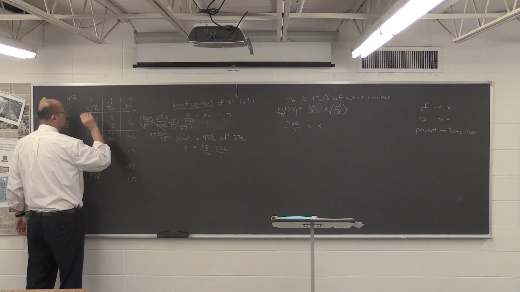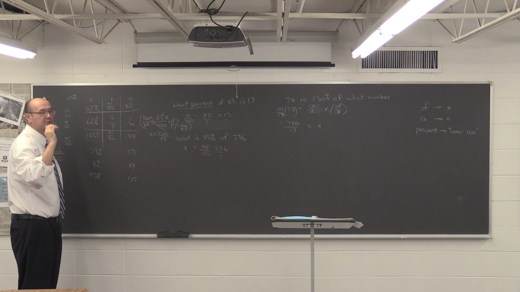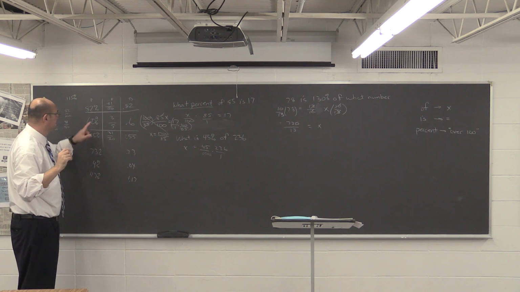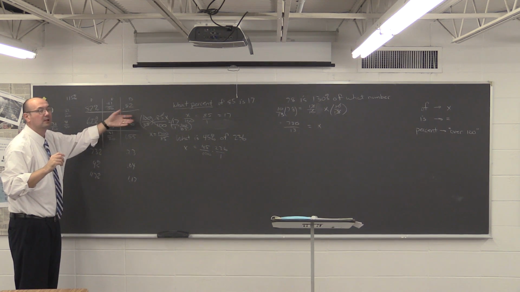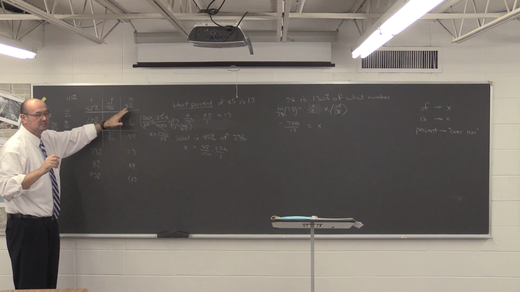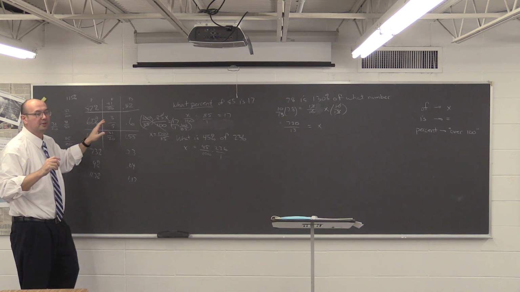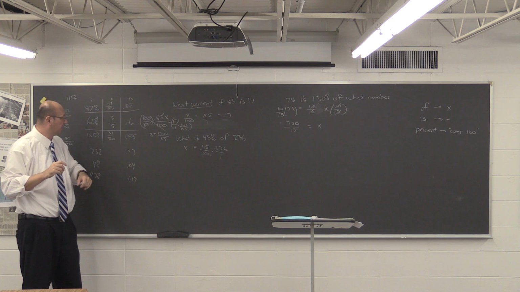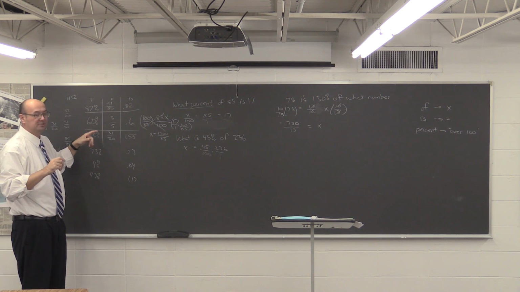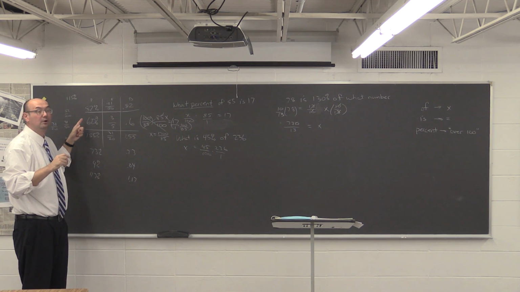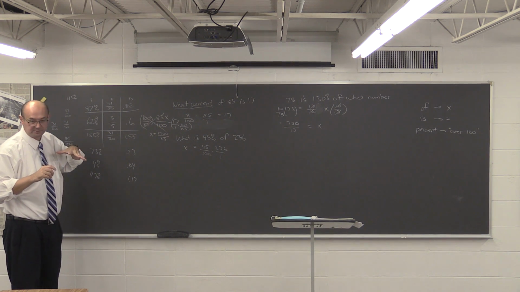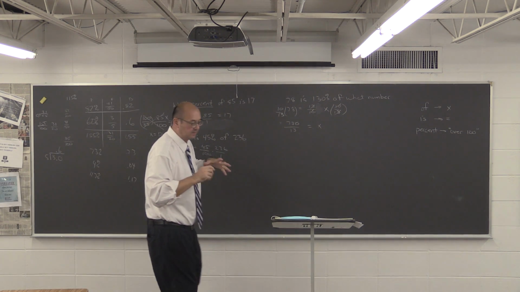Percent to decimal, move our decimal over 2 to the what? Left or right? Left. Decimal to percent, decimal goes to the right 2. Our fraction, obviously, is going to be the percent over 100, reduced. Okay? And that's our lesson.